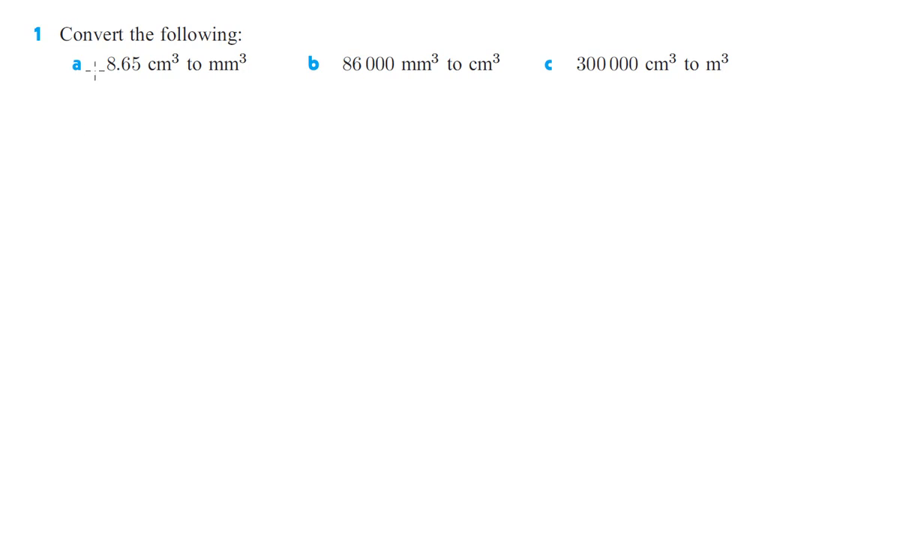All right, so we'll start here with number 1. Convert the following 8.65 centimeters cubed to millimeters cubed. For these three, we're going to want to have our little conversion table up here. So the King Henry died unexpectedly drinking chocolate milk, right?